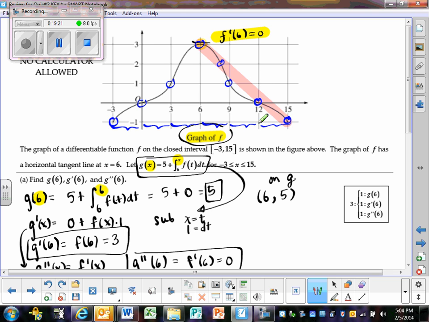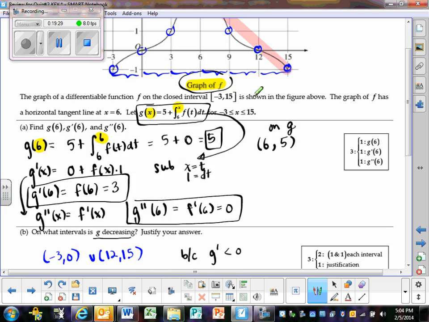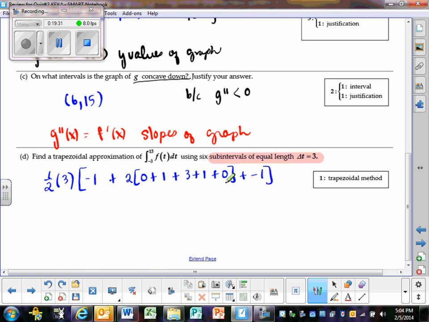You may also do each and every trapezoid separately, 1/2, 3, left and right, each one separately. Or you can do the method, this only works because they're of equal length. If they're not of equal length, you can't use this method.